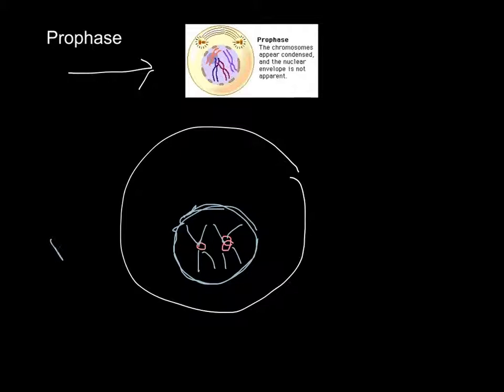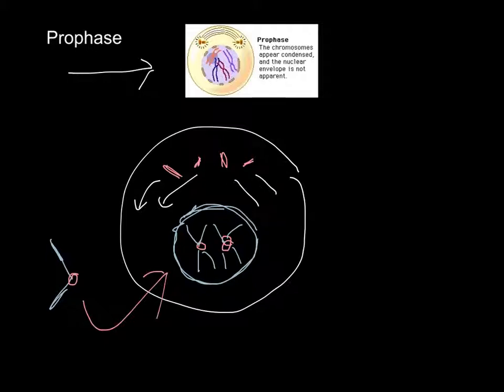So remember this picture. That is what's happening inside of the cell. And then our centrosomes that used to be up here, they're now moving. They're no longer located together at the top of the cell. They are now on either side of the nucleus.